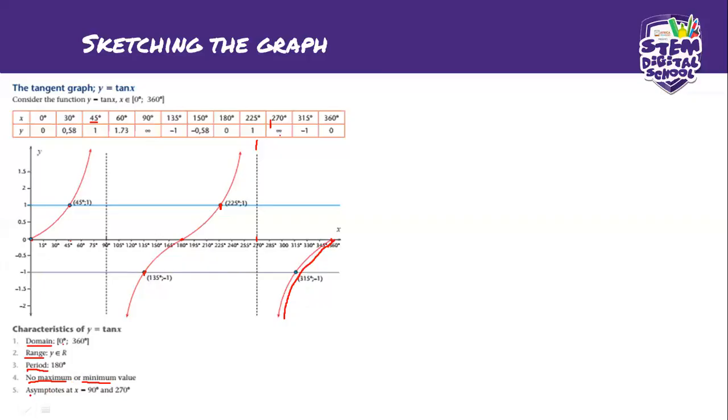Now, the last point we have is the asymptote. Now, in this case, remember I said the asymptote is this broken line that is moving vertically. And in this case, the first asymptote that we have is 90 degrees. And the second one is 270 degrees, right? We are having only two asymptotes in this case, right? I think that is that for the tangent graph.